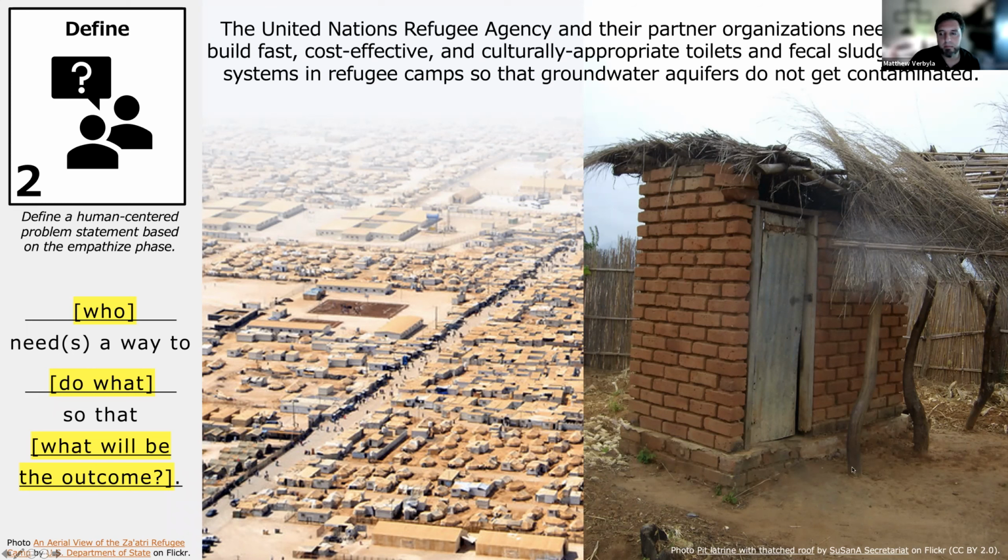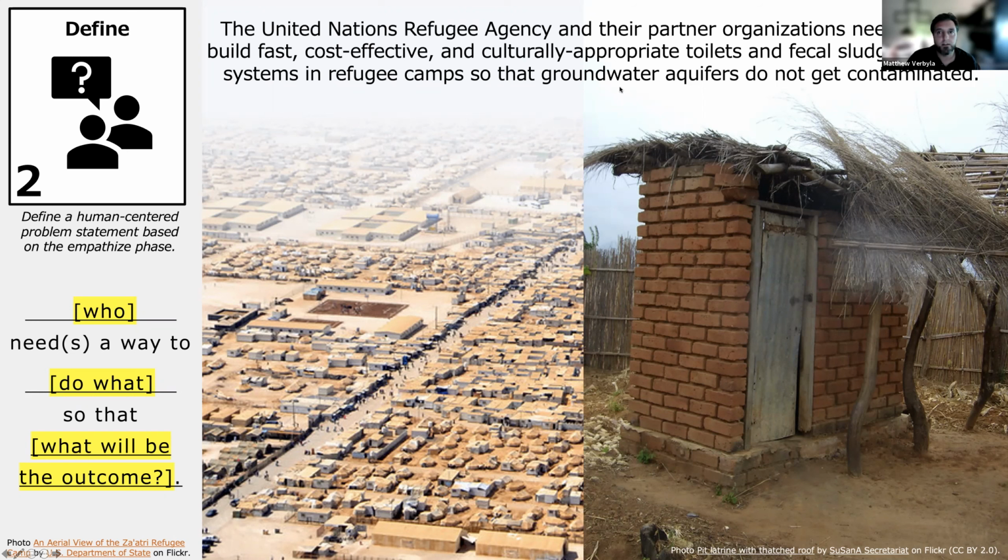All right, and here's a problem statement for this situation. Let's say the United Nations Refugee Agency and their partner organizations need a way to build fast, cost-effective, and culturally appropriate toilets and fecal sludge treatment systems in refugee camps, perhaps refugee camps with high population densities, so that groundwater aquifers do not get contaminated. All right, so this is a very detailed problem statement that has the who, a very specific who, the United Nations Refugee Agency and their partner organizations. And they need a way to do what? They need a way to build fast, cost-effective, and culturally appropriate toilets and fecal sludge treatment systems, right? And why? What is the outcome? So that groundwater aquifers do not get contaminated.